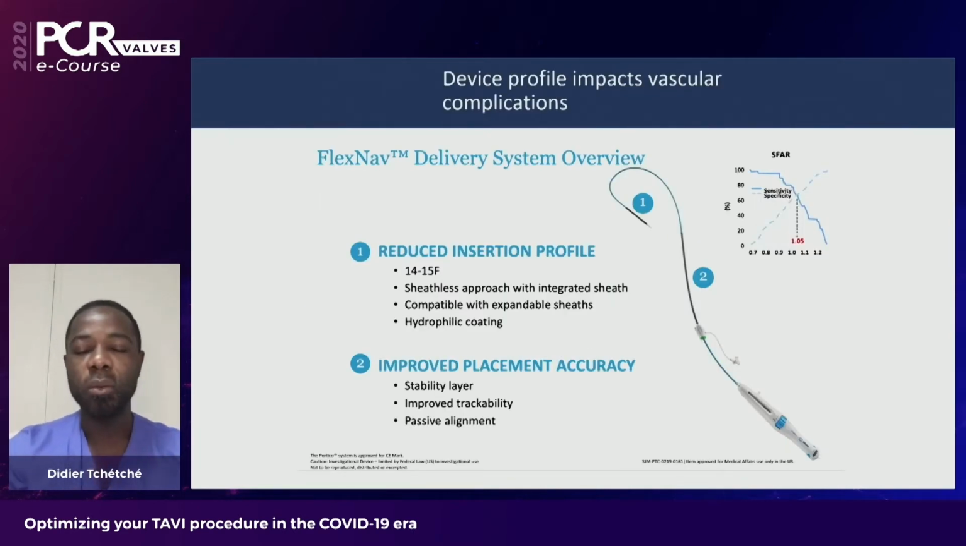So if we come back to the shift to femoral artery ratio, it's obvious that the type of device, the catheter that we're going to use, is going to impact the vascular complication rates. And I'd like to say that the FlexNav, as it is right now, with this 14 to 15 French profile and the really improved profile, the integrated sheath, the stability layer, and a very flexible catheter, has the ability to prevent this major vascular complication rate.